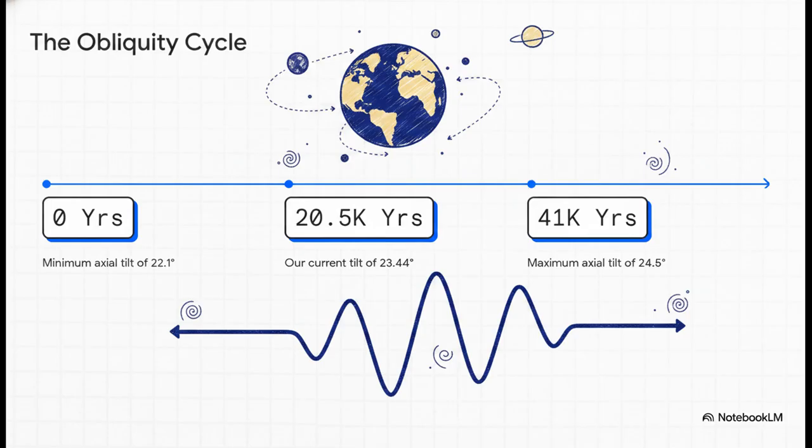Our planet actually wobbles. Thanks to the steady gravitational pulls from our moon and neighboring planets, this tilt slowly shifts over a vast 41,000-year cosmic cycle. It rocks back and forth from a minimum tilt of 22.1 degrees to a maximum of 24.5 degrees. Currently, in our little era of human history, we're sitting right in the middle at that magic 23.44 degrees.